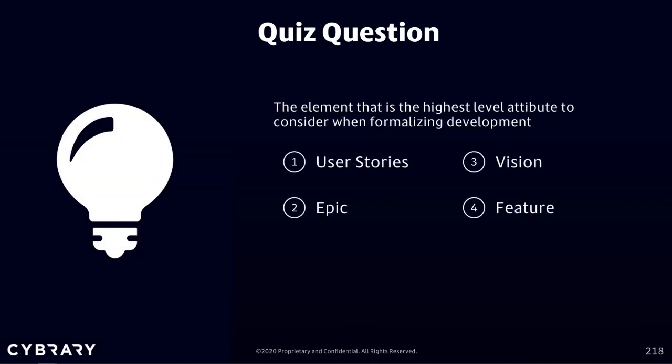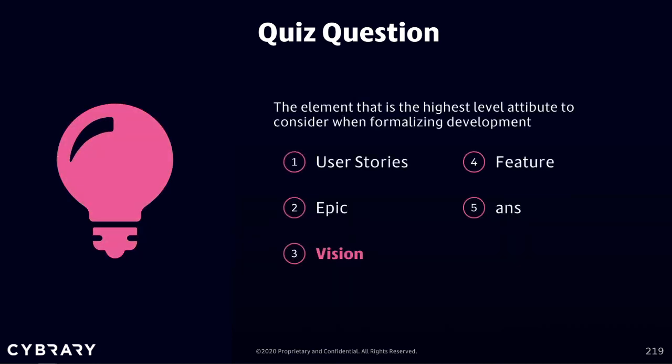So here is our question. The element that is the highest level attribute considered when formalizing development: 1, user story; 2, epic; 3, vision; or 4, feature? And of course, we know the highest level is the vision.